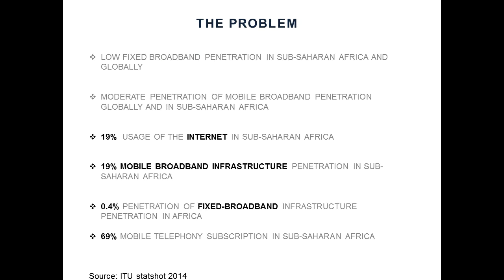And the problem here, from the ITU statistics that I got and from literature, was that there is low broadband penetration in sub-Saharan Africa and globally as well, especially fixed broadband. And of course, there is moderate broadband penetration globally, but in sub-Saharan Africa, that was quite low. And when we also looked at internet usage, mobile broadband infrastructure specifically, we realized that the penetration was low, so that necessitated this research.